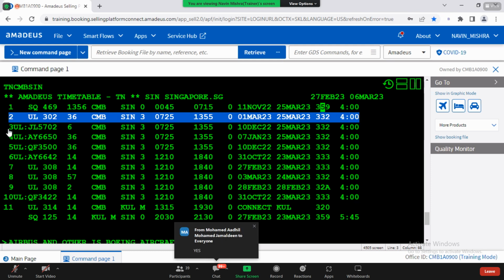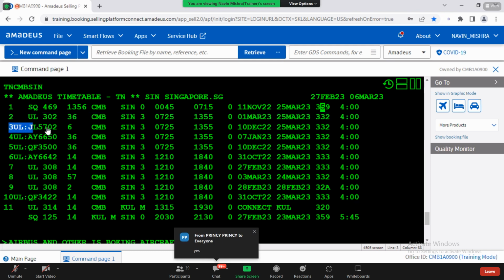Now, let's focus on line number 3. Generally you always see the 2-letter airline code and a 3-digit flight number. But whenever you see a 4-digit flight number having two different airline codes given here, that type of flight is called a code share flight. What type of flight is it called? It's a code share flight.